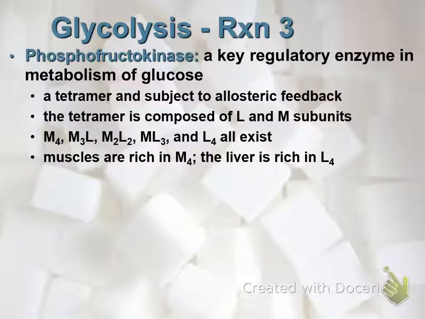As I mentioned, there are different isoforms. In particular, there's one that's called the muscle versus the liver, and you can make them up in different varieties. So M4 has all 4 of the subunits for the muscle, L4 is all for the liver, and then you can have any variation thereof.